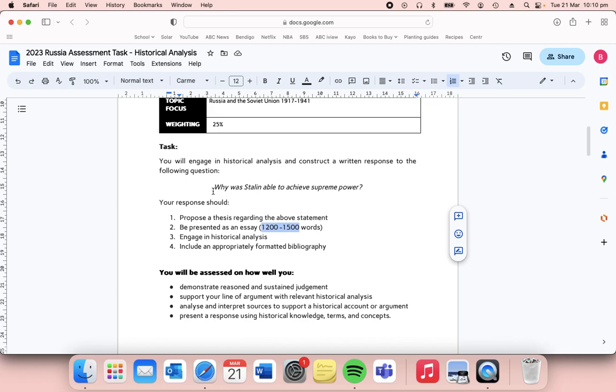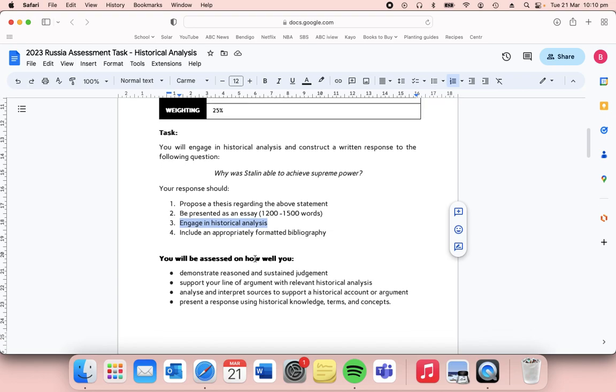And I also think that it's a really good opportunity for you guys to go deep into the historians, and there's genuinely thousands of historians who talk about this, okay? So that's why I boosted it up to the 1,200 to 1,500, obviously the 10% either side. Engage in historical analysis, i.e. bring in as many historians as you can, and then include an appropriately formatted bibliography, which again I will provide to you like I've done through Year 11.